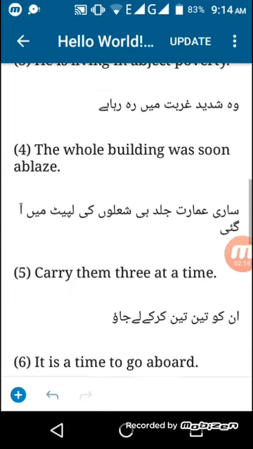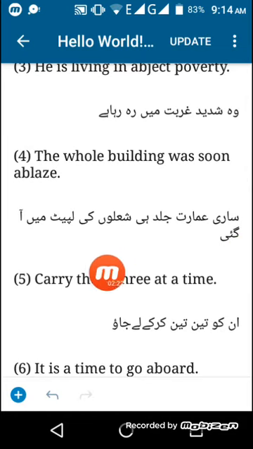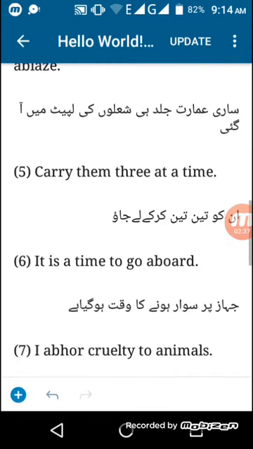Let's jump on to the fifth sentence. This one. Carry them 3 at a time. Carry them 3 at a time. It means इनको 3-3 करके ले जाओ.